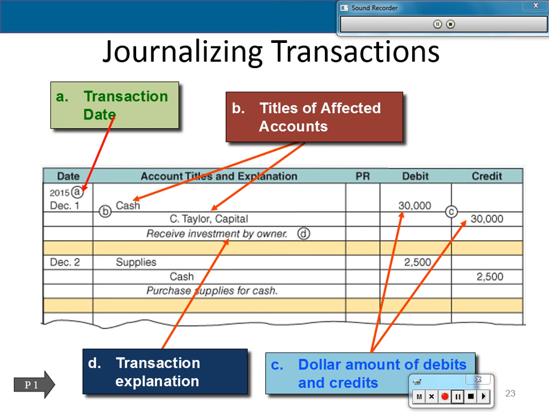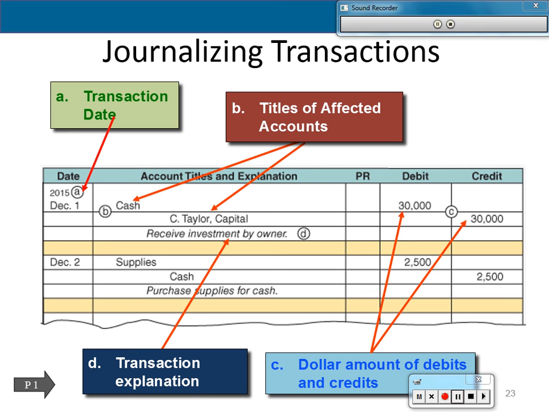So, in this case, you told me cash increased, right? And cash is an asset which increases on what side? Debit side. So, we debit cash for $30,000 under the debit, right? We credit, because this is how you have to talk now, credit capital for $30,000 under that credit column. Does that make sense?